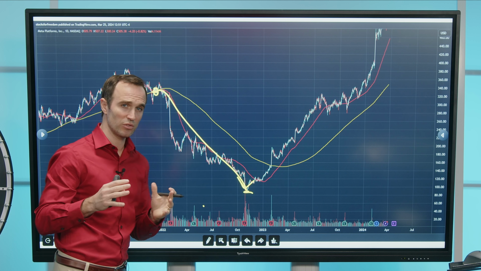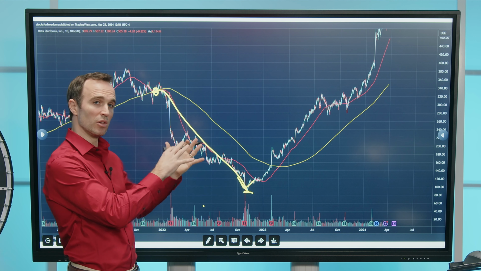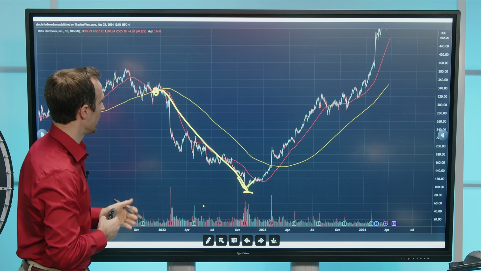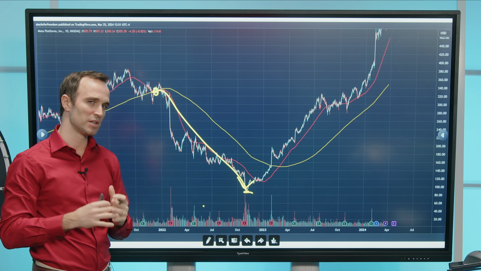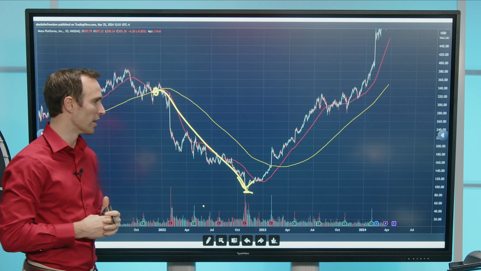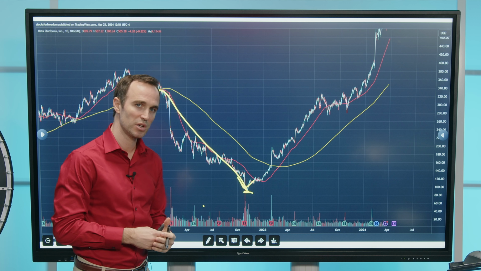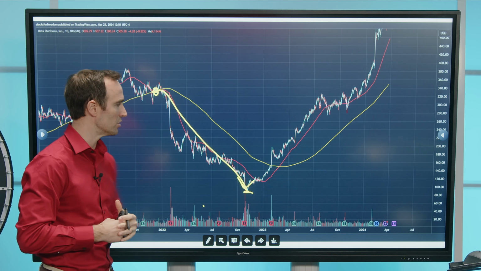Now, this works well on longer term time frames, but if you're trading intraday, selling on a death cross isn't necessarily the time to sell, right? Or buying on a golden cross, because you're already paying up so much. So that's an important distinction to learn.